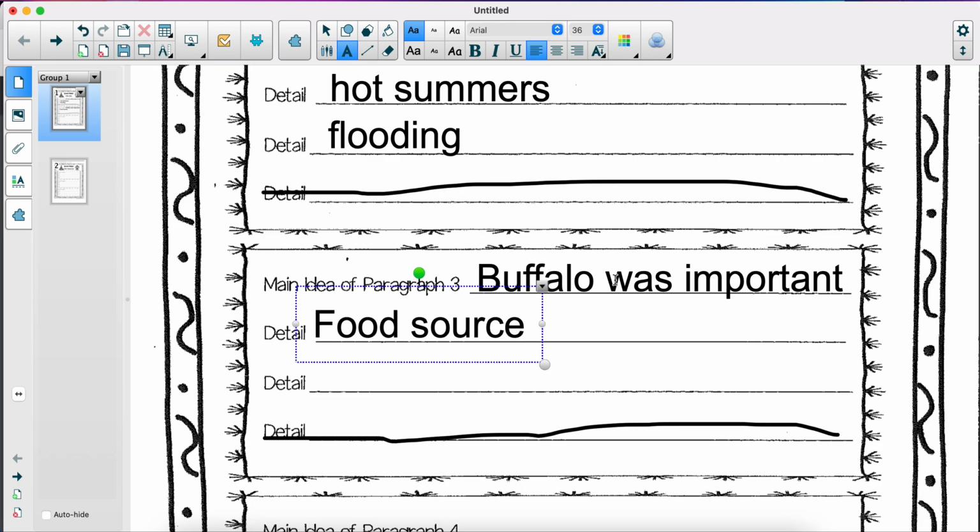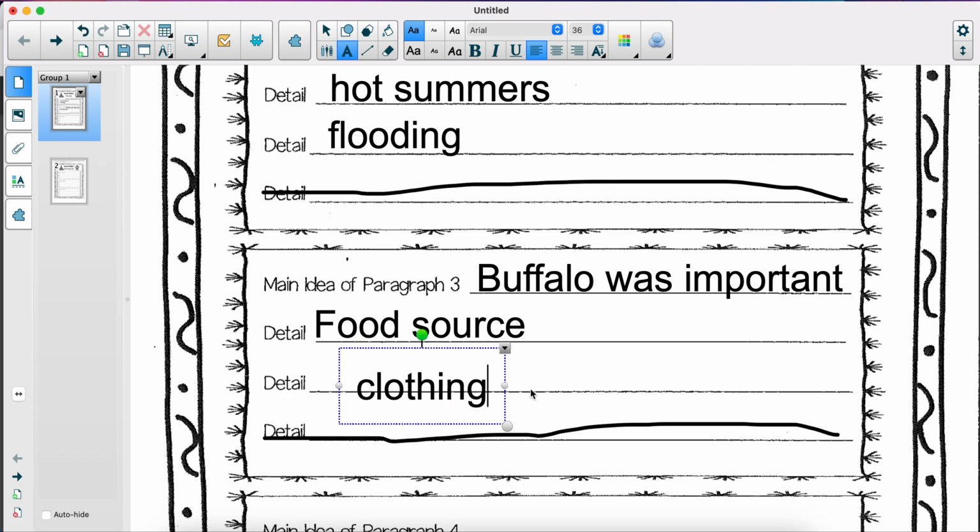Does that support my main idea that it was important? Yeah, their food source would be very important to them. And then also clothing. Would clothing be important? You better believe it would be important. So that one's going to be a good detail too.